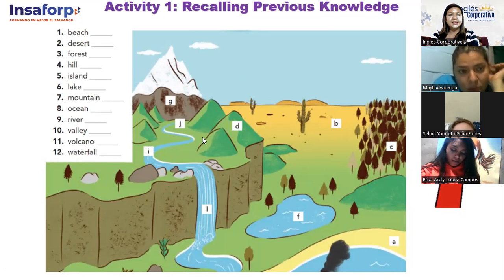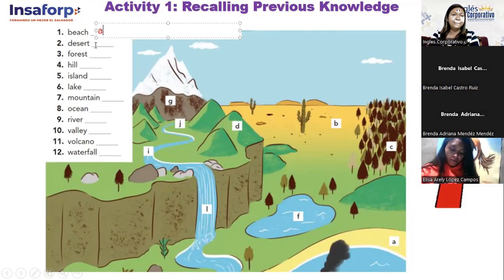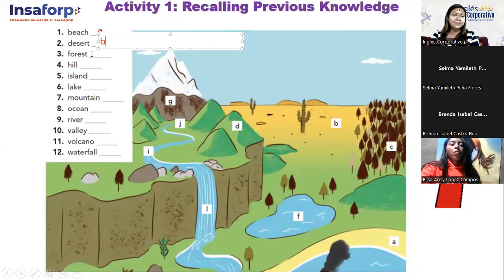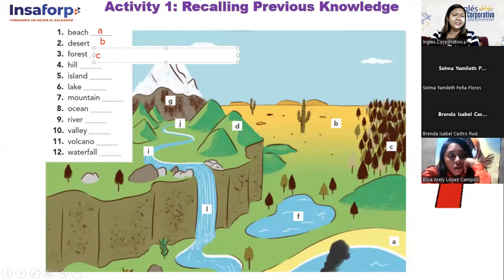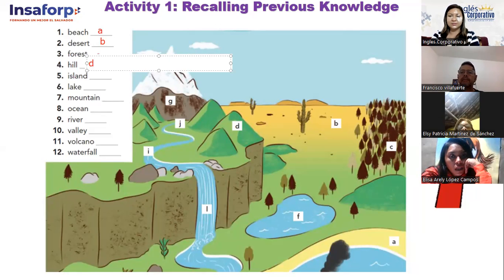Can you tell me what is, for example, the letter? We can start. What is the letter A? Beach. Okay, what about number 2? Letter B. Desert. The forest? Letter C. This is very easy. The hill is the letter D. A hill is like a little mountain.